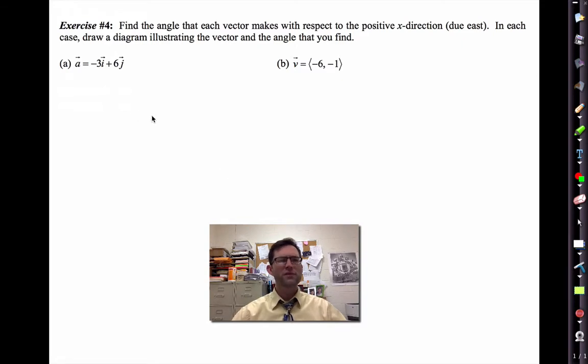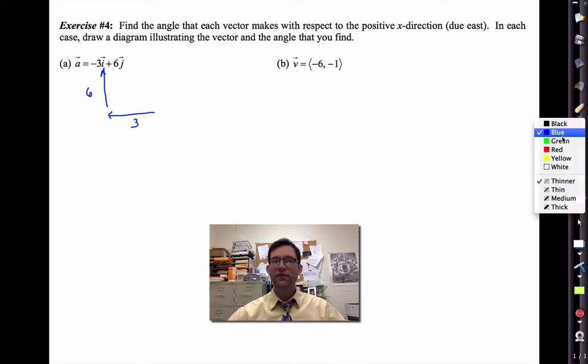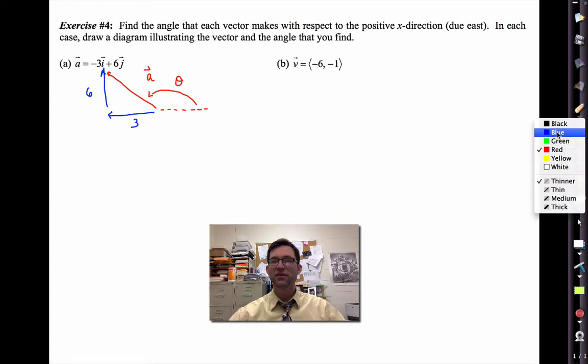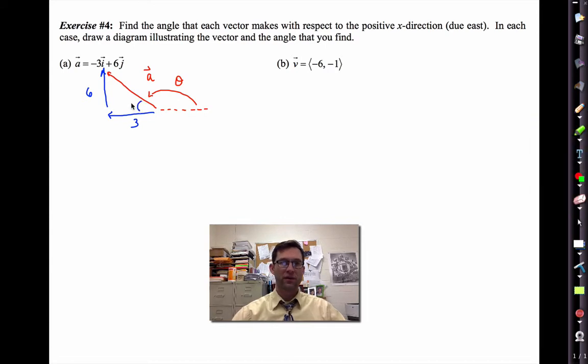Okay, let's do it. Diagram first, answer second. In this particular situation, we have an x component that's negative, so moving to the left, and a y component that's positive, so moving upwards. 3 units this way, 6 units this way, and again, let me draw my vector in red. My actual vector looks like this. Now I need to find this angle. That's the theta I care about, but the one that's going to be relatively easy to find will be this angle here, so I'll call it alpha.